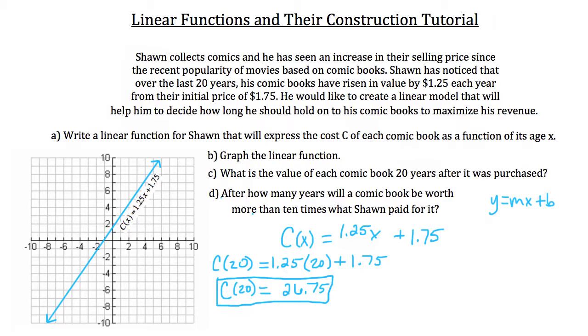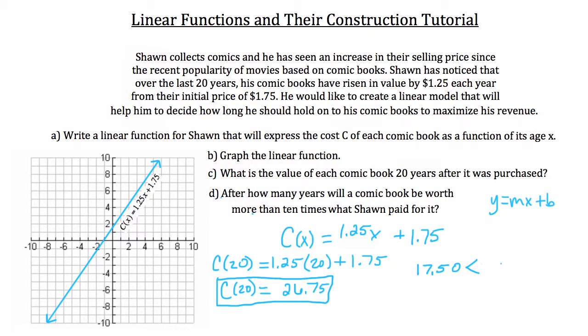Now let's take a look at D. After how many years will a comic book be worth more than 10 times what Sean paid for it? So you've got to do a little thinking in this problem. We want it to be worth more than 10 times what Sean paid for it. And since Sean paid $1.75, we want it to be worth more than 10 times that. So if you move the decimal over 1, you get $17.50. So we want it to be worth more than $17.50. So after how many years will our cost of the comic book be worth more than $17.50?